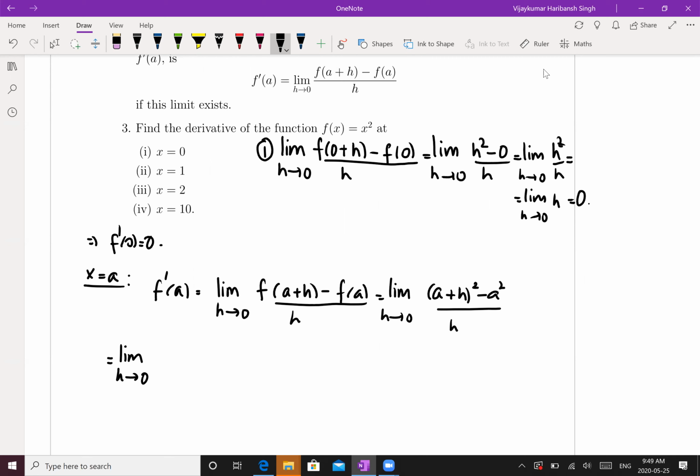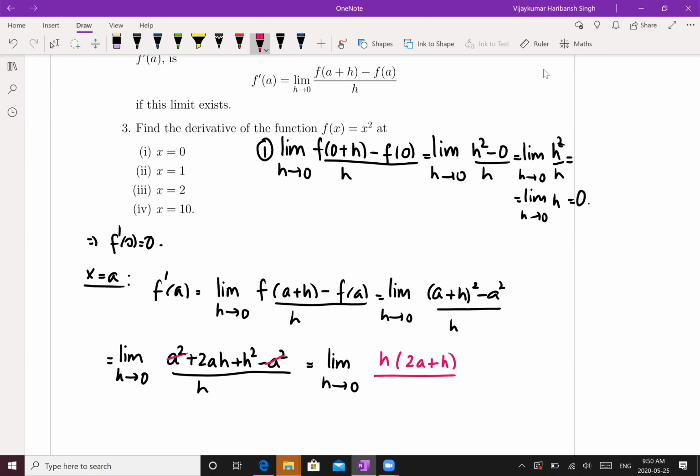So what do we get? We get a square plus 2ah plus h square minus a square by h. So instead of using a square minus b square, this time I decided to expand (a plus h) the whole square. So we get limit as h goes to 0. This will cancel out with this guy. You can take h common. You will be left with, in bracket, 2a plus h by h. This h cancels, and when h goes to 0, what do you get? 2a. So f prime a is 2a.